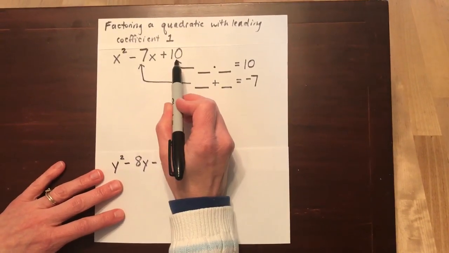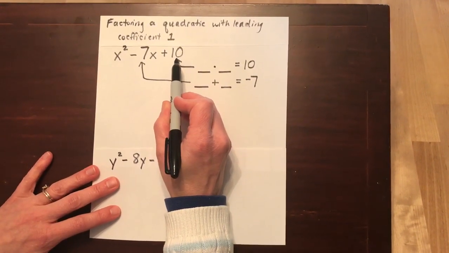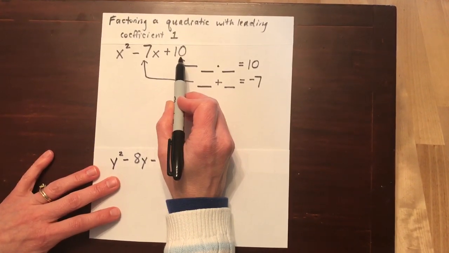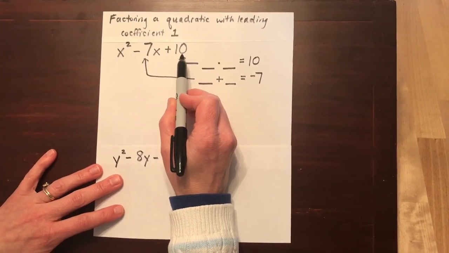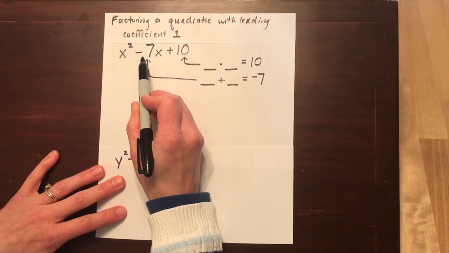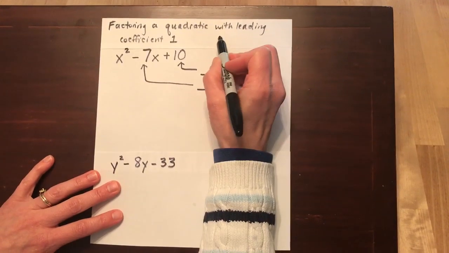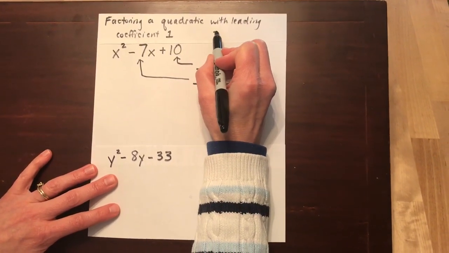So let's think about that. I would have to have two numbers with the same sign in order to multiply to a positive 10. So either two positives or two negatives. Since I want to add up to a -7, both of these numbers have to be negative. So I'm thinking what multiplies to 10?